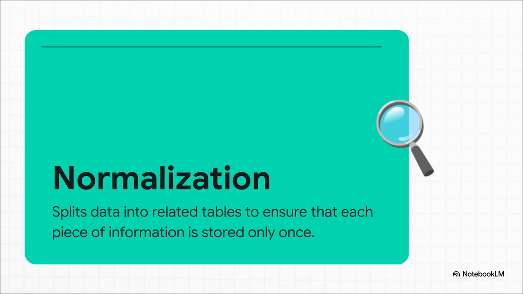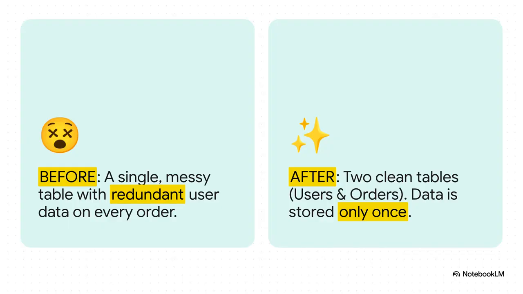The customer's address, it exists in one spot, period. Check out this before and after. On the left, before, you've got this one big, messy table where the user's name and address is repeated for every single order. But on the right, after, it's so much cleaner.